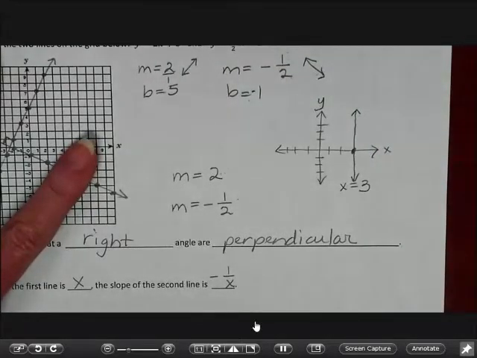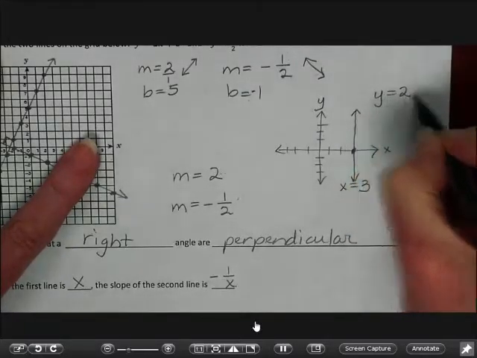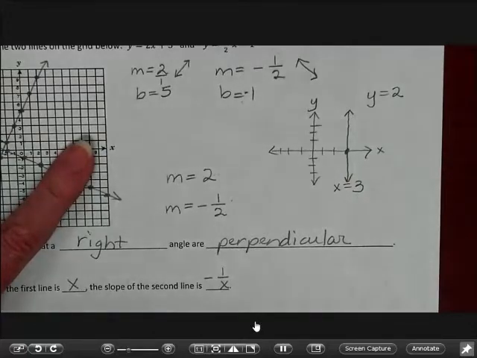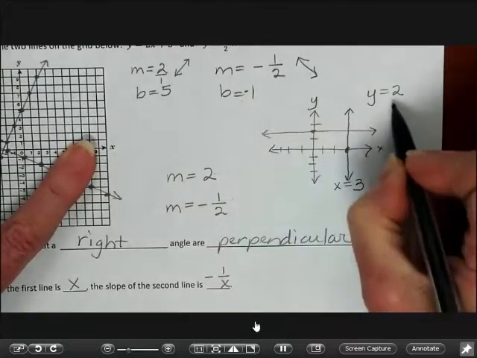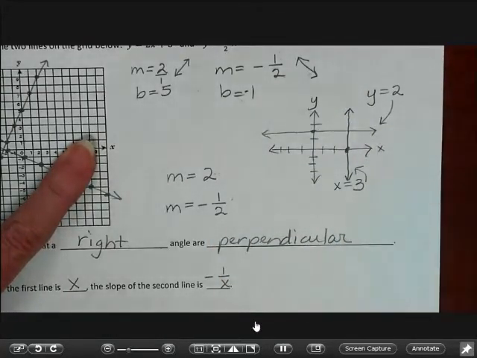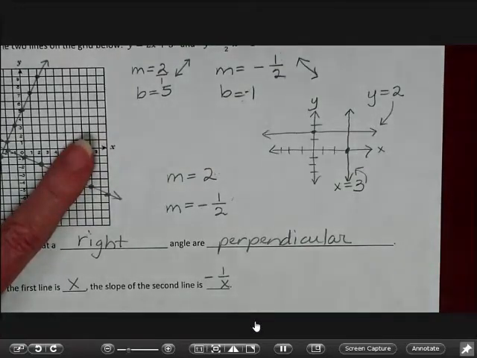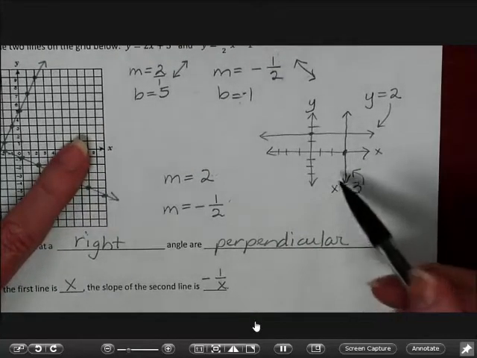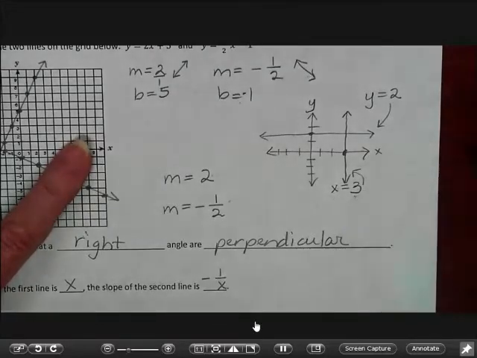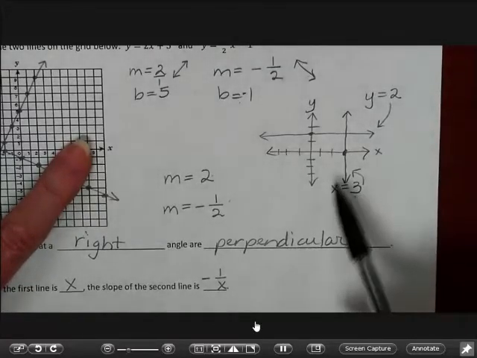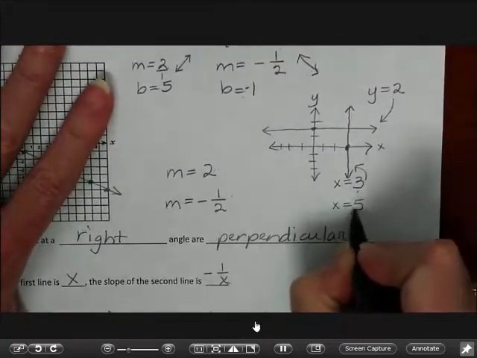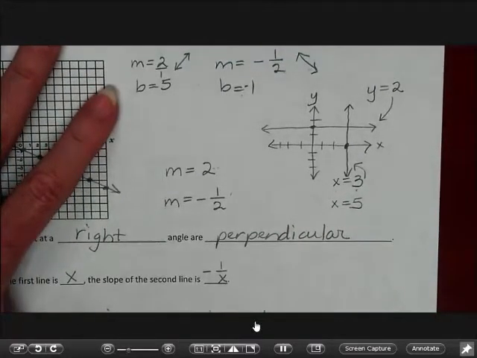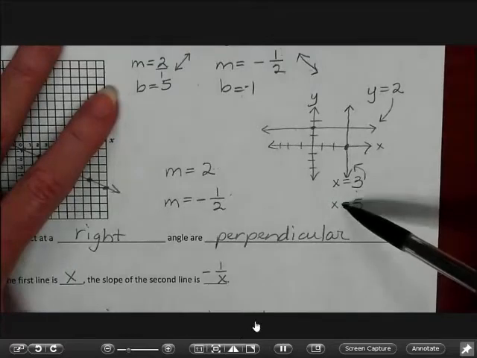That's x equals 3. And then where would I find y equals 2? What axis would that cross? The y-axis at 2. So this is this line, and this is this line. Are those perpendicular lines? Yes. Okay, so if you have a line that starts with x equals, and you have a line that is y equals, those are going to be perpendicular. What if I had x equals 5? No. So how would it be related to this line?